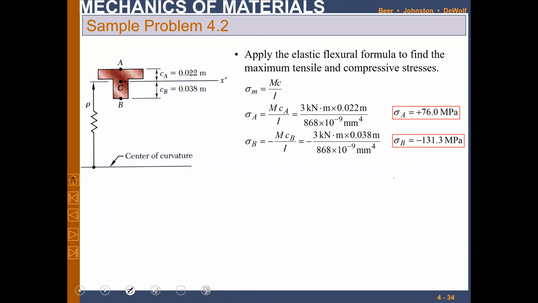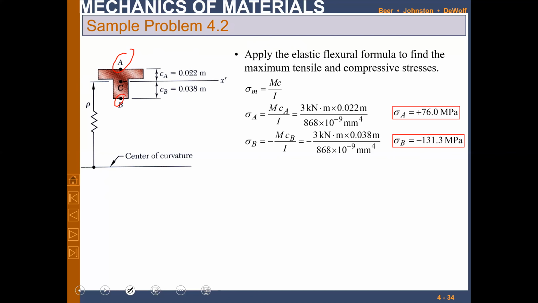So now what will we do? Now we have to calculate the C of A and C of B. C of A is the maximum distance from the centroid to surface A, that is the outermost top surface, and C of B is the distance from the centroid to surface B, that is the bottommost distance from the centroid. A and B are the surfaces where the normal stresses will be maximum, and we know MC over I is the standard expression to calculate the bending stresses.